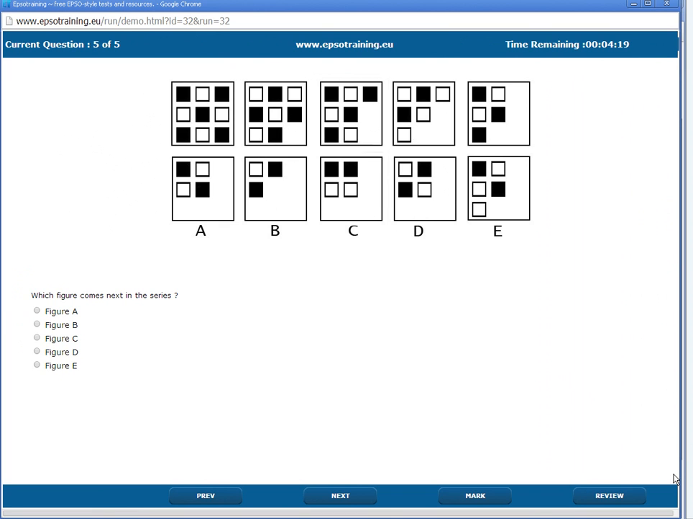We can notice that the small squares alternate colors, black and white, from figure to figure. Therefore, figures A and C do not correspond to this criterion, so the only possible answer is D.